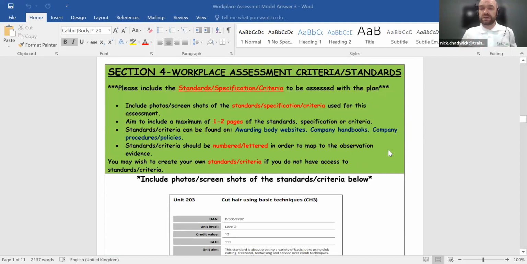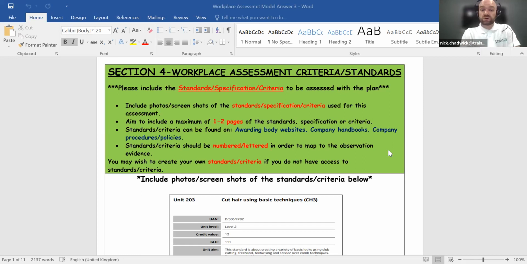Section 4 is all about workplace assessment criteria or standards. And what this means is that when you're observing your learner within their working role, you must use some type of standards, criteria, instructions in order to make a judgment call on the learner performing their day-to-day role. So ourselves as assessors, we need to find some type of standards or criteria which is going to be useful when using this as a judgment call.